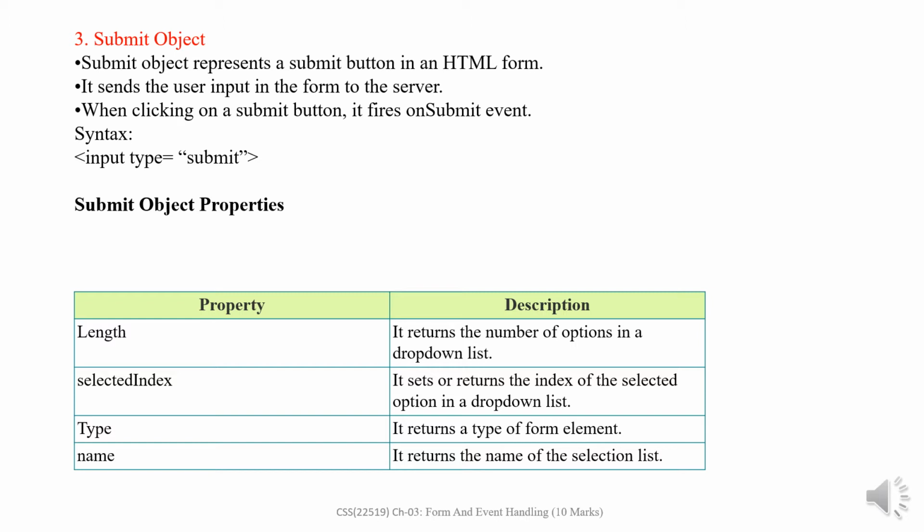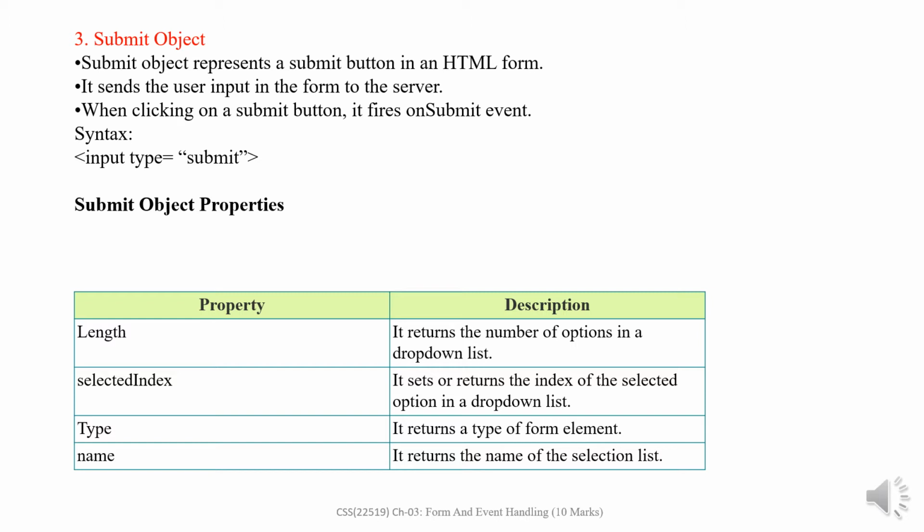Now next is the submit object. The submit object represents a submit button in an HTML form. It sends the user input of the form to the server. When clicking on the submit button, it fires the onsubmit event. Syntax for this submit is in the tag input type equals to submit.